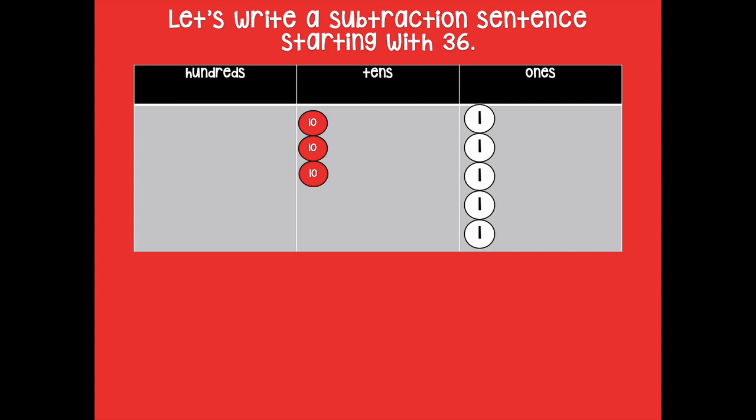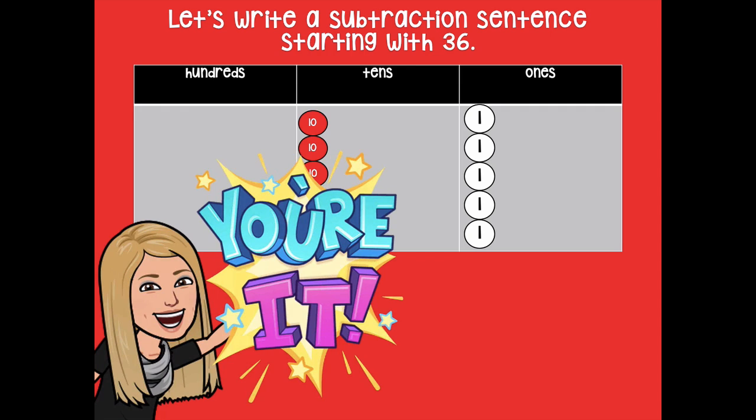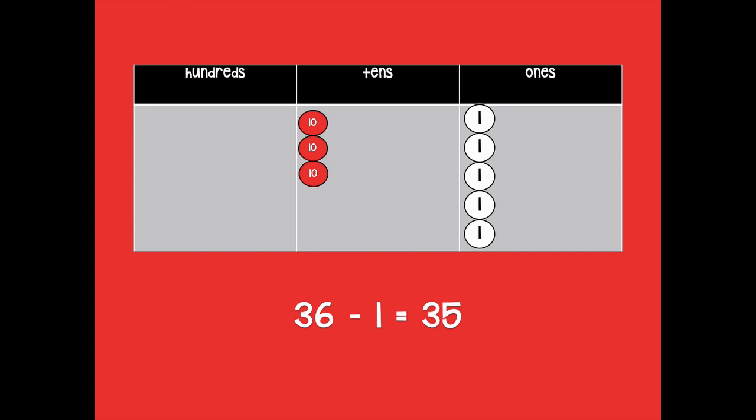Let's write a subtraction sentence starting with 36. So I want you to pause the video, write your subtraction sentence starting with 36, right? And we did 1 less. So what would that look like as a subtraction sentence? So pause the video, write it, and then click play when you're ready to go over it together. All right, friends, here we go. 36 minus 1 equals 35.